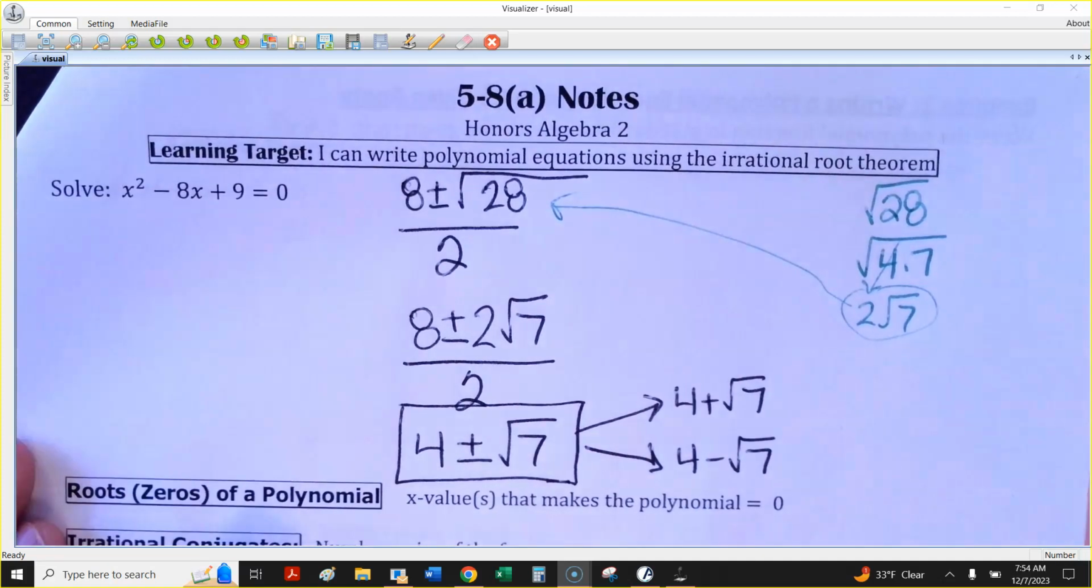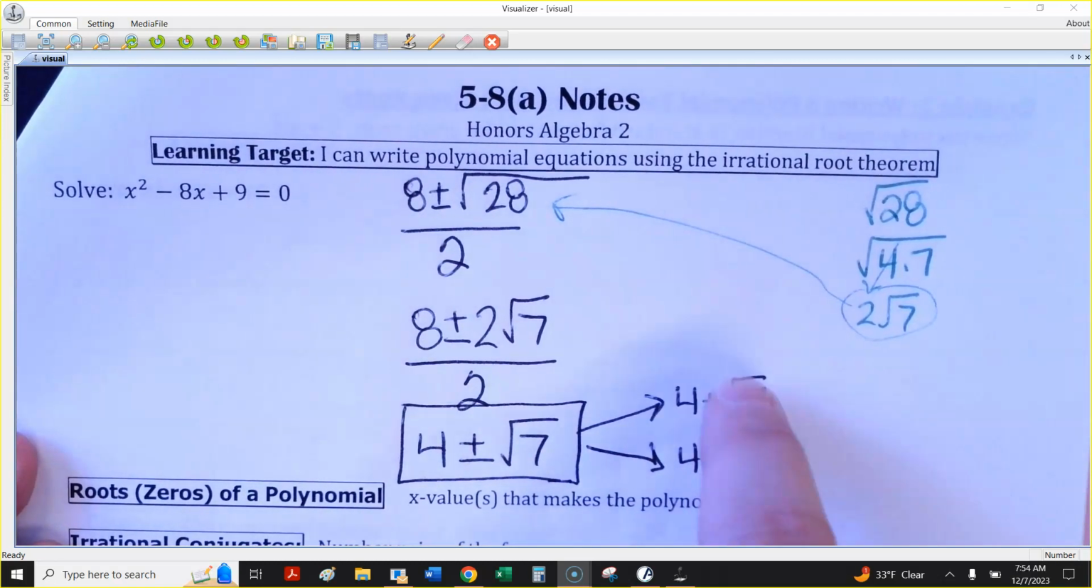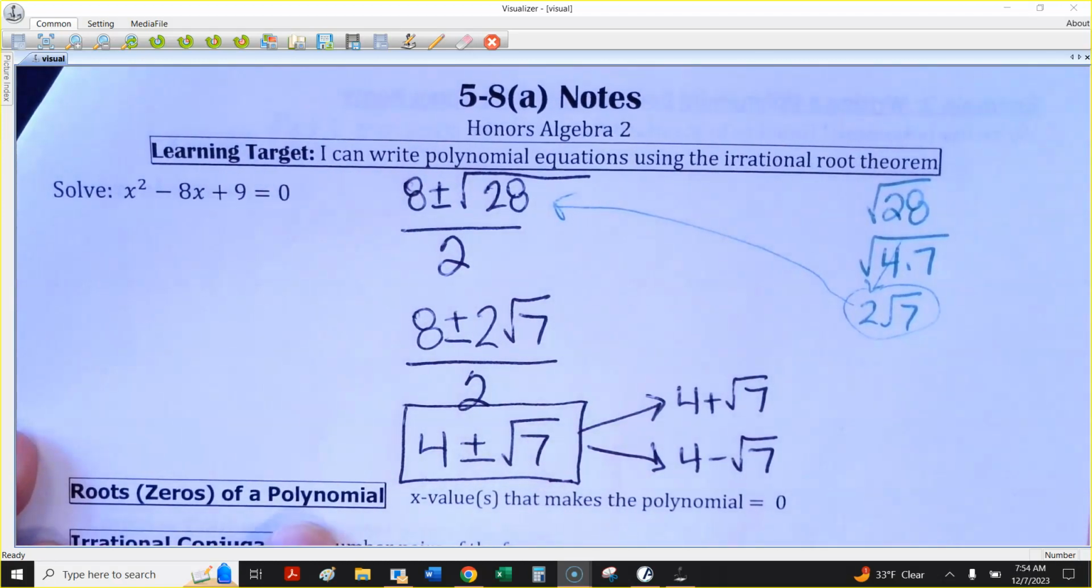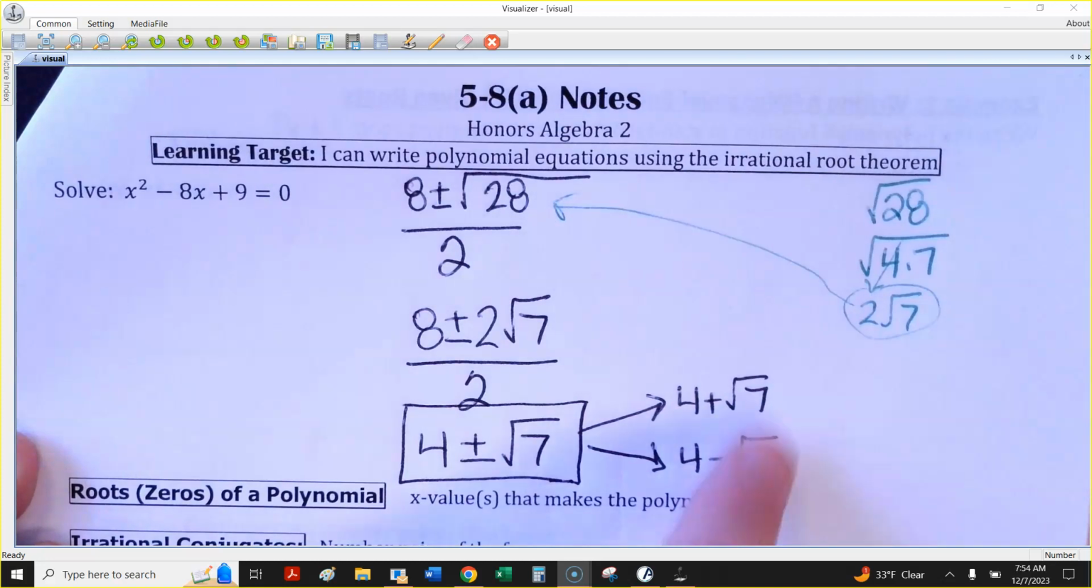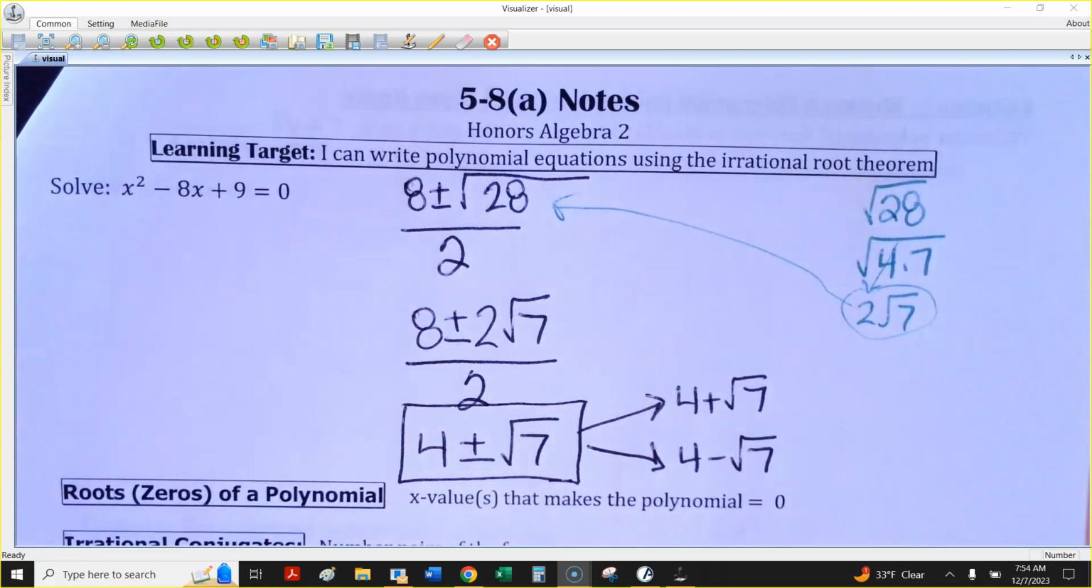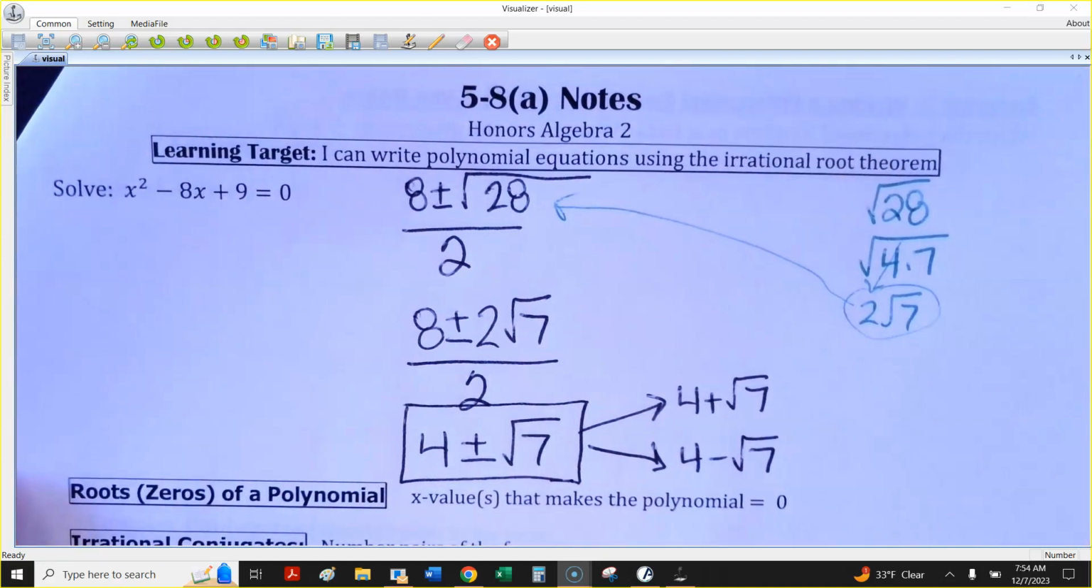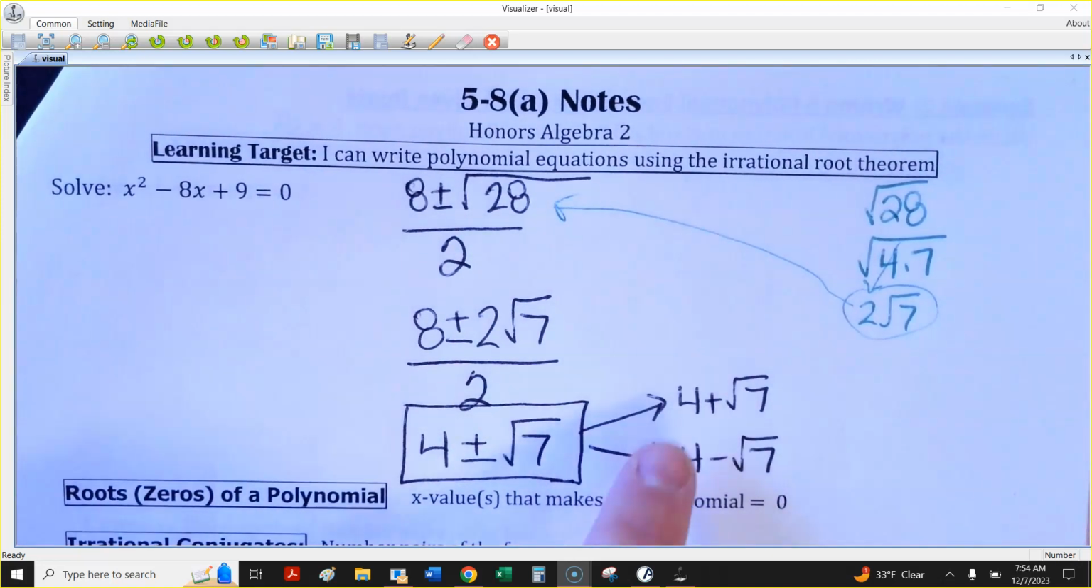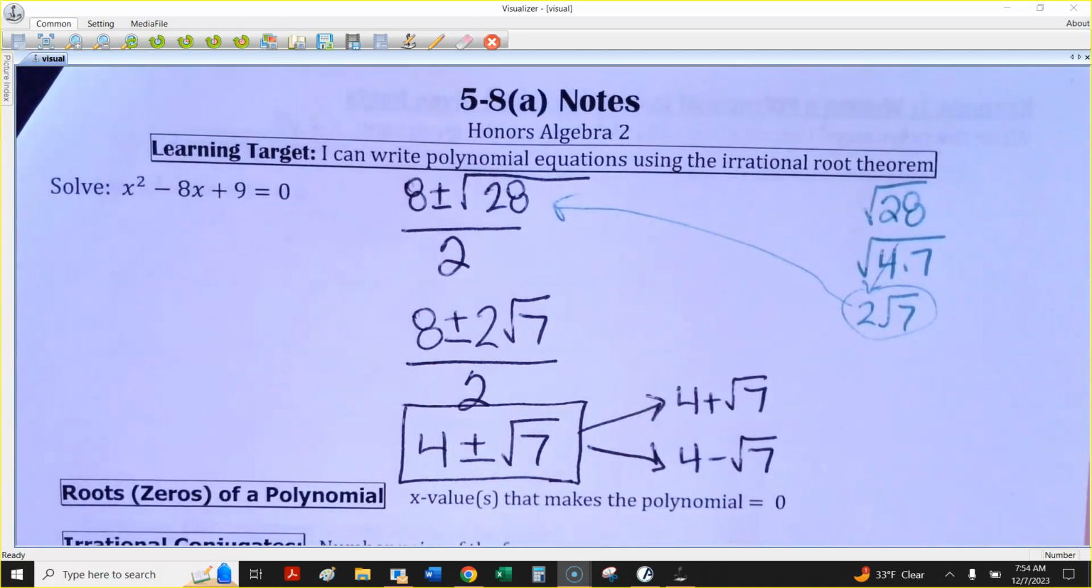Okay, so these two would be my zeros. That's just what this says: the roots or zeros of a polynomial make it 0. If we plug that in for the x's there, it would make that equation true. Now, with irrationals, what we call conjugates are basically identical, like these are identical, but one has a plus and one has a minus. So that's what a conjugate looks like.